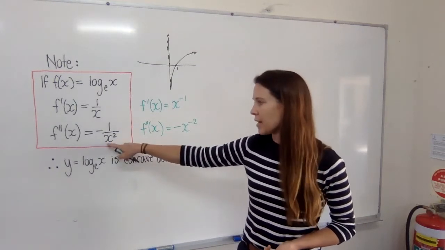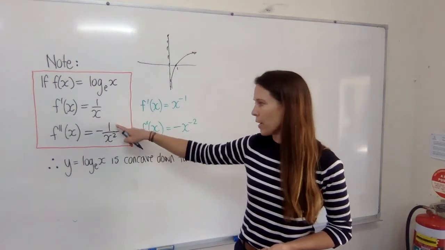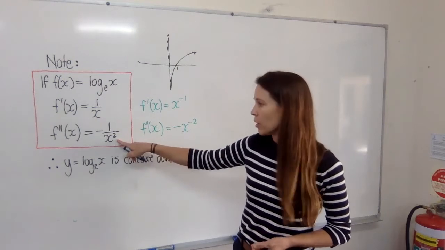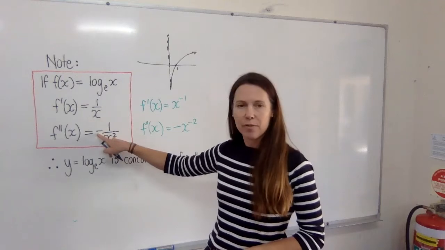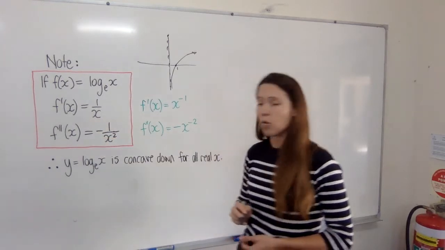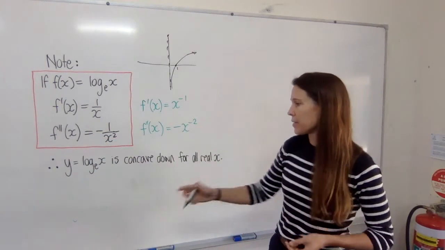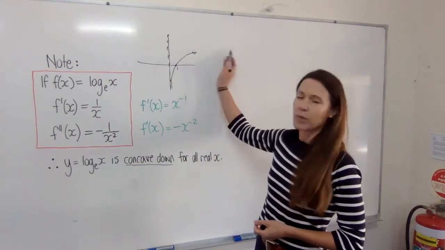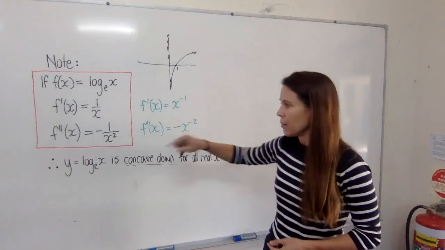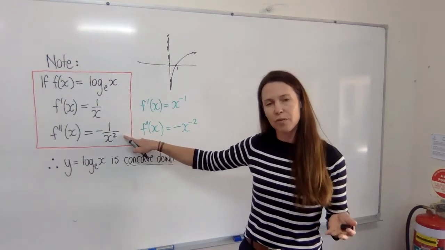Now, any number that's squared is positive, so 1 over that positive number will be a fraction, albeit getting smaller and smaller. So this negative out the front means that the second derivative is always negative. And that means that it's concave down for all real x. And that makes sense. We can see that the curve is concave down, but now we have the means to actually prove it algebraically.